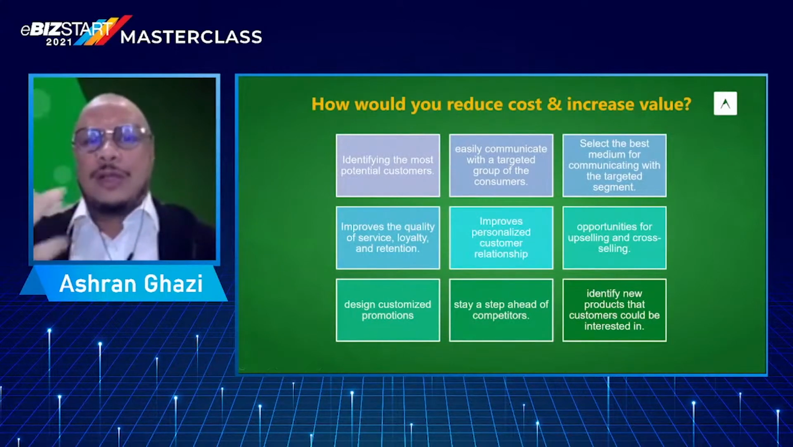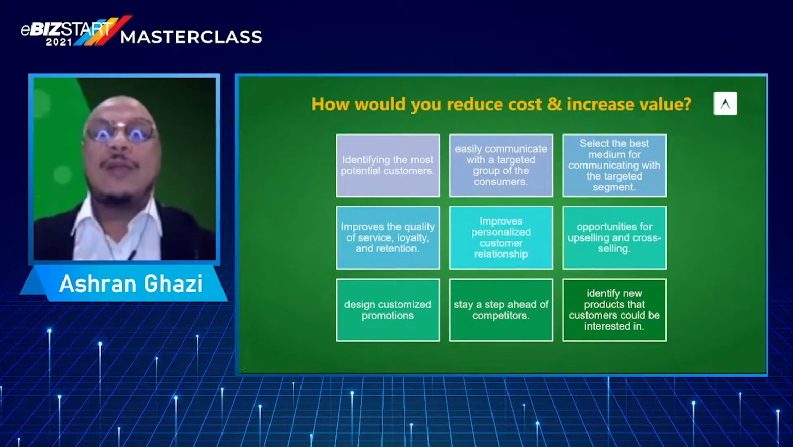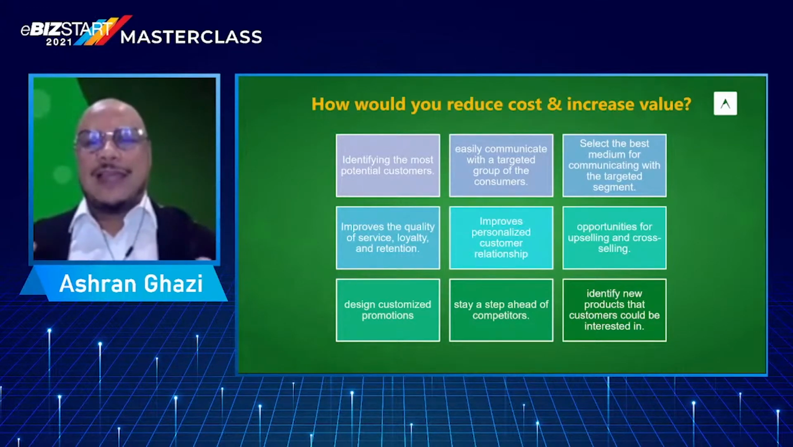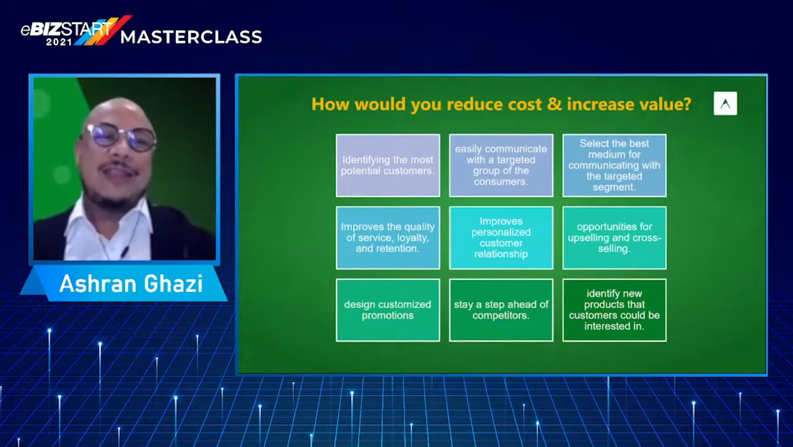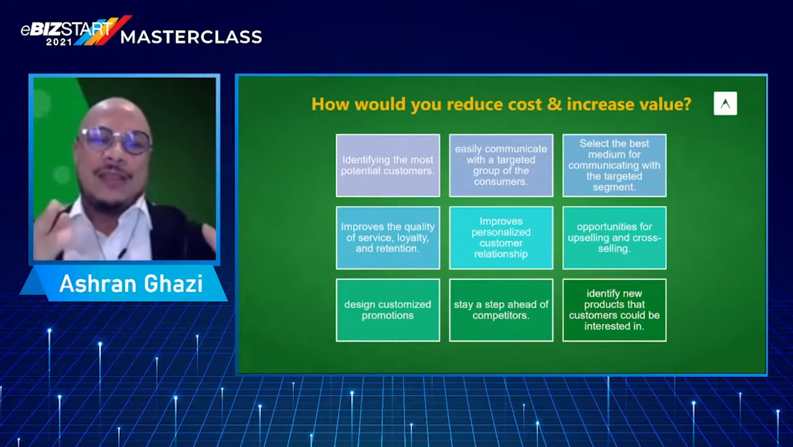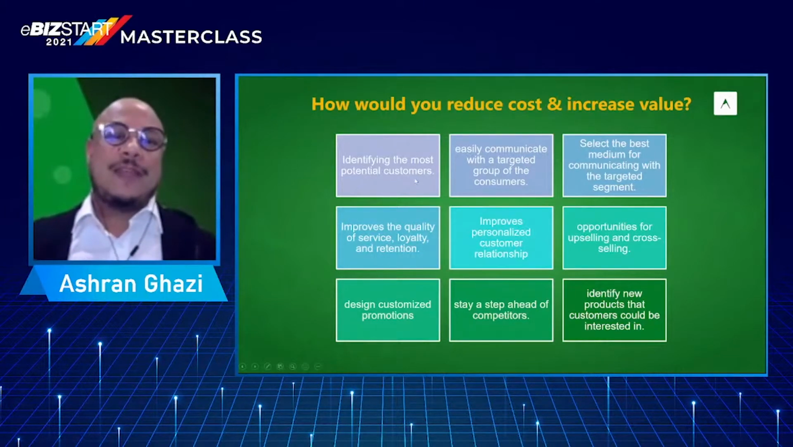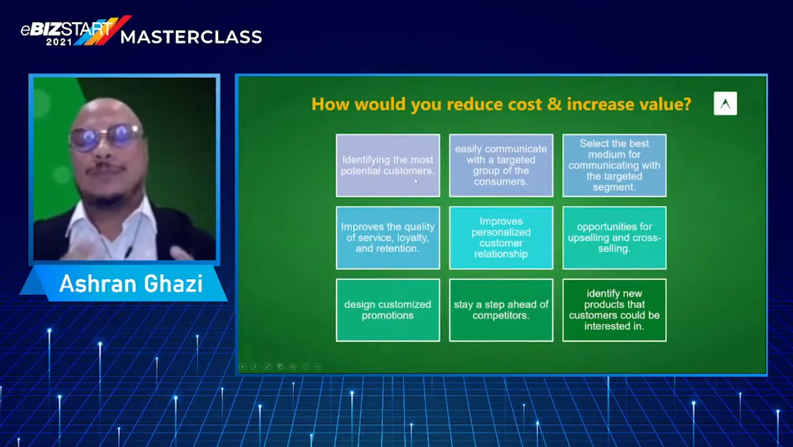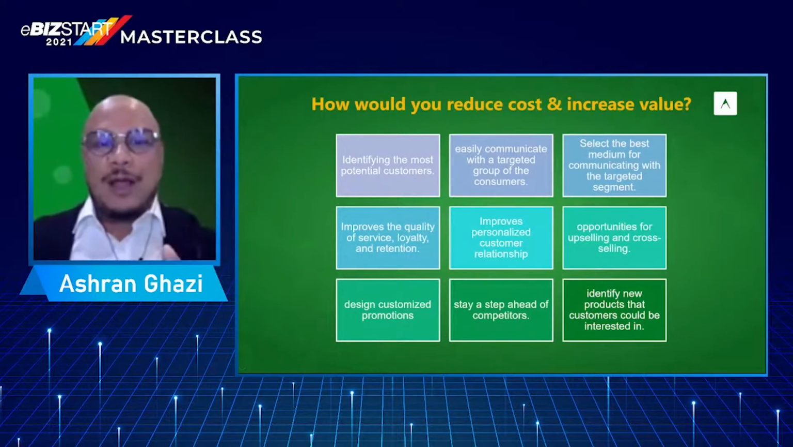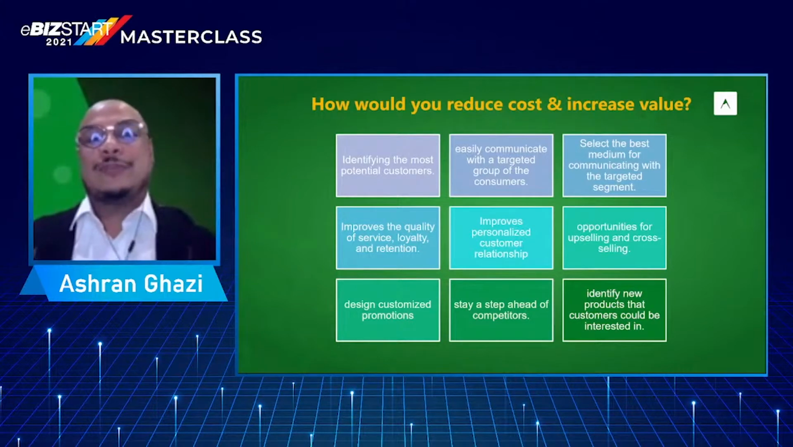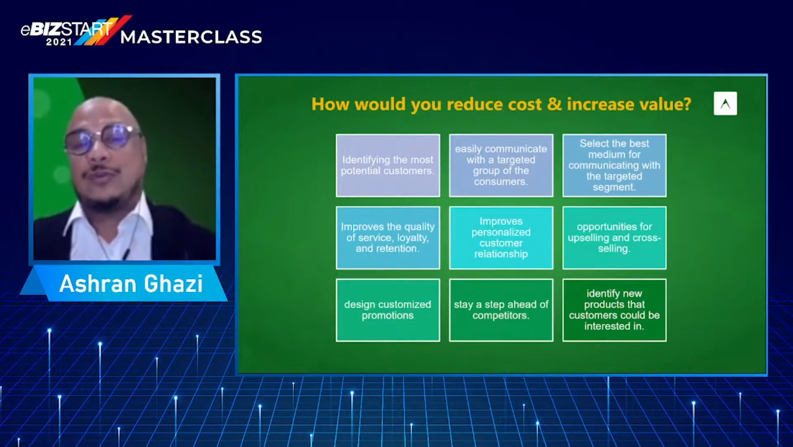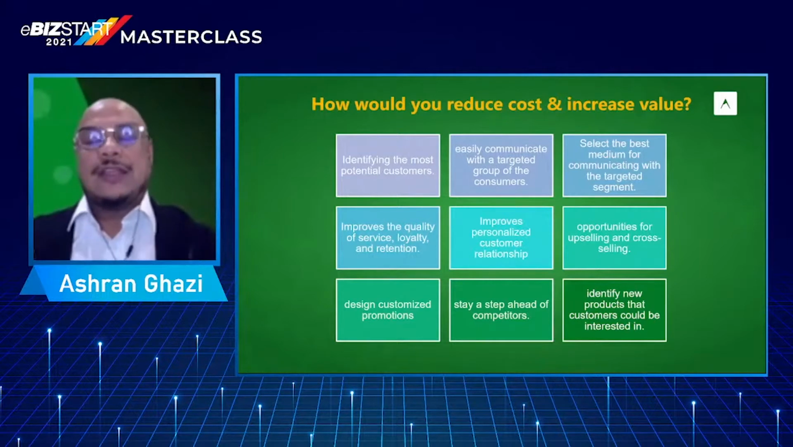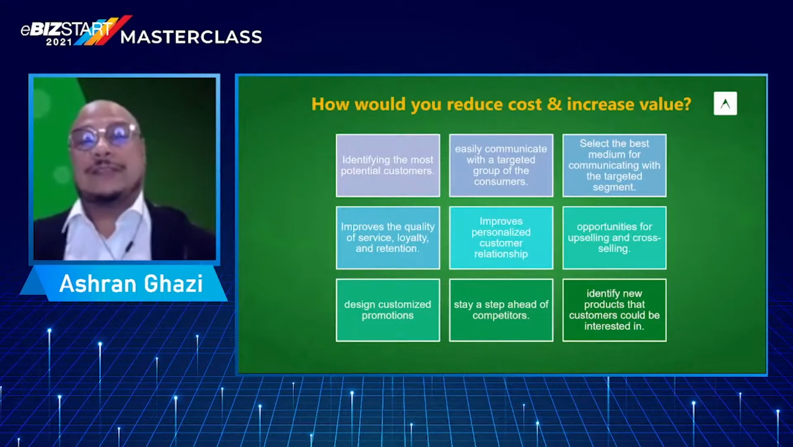Now, when we talk about reducing costs and increasing value, what do we mean by that? It's really nice, big words. So I've got nine little boxes here that talk about that. When we talk about how you're going to reduce costs and increase value, let's start with the top left. The top left talks about how you'll be able to identify your most potential customers. The middle block is going to allow you to easily communicate with a targeted group of consumers or customers, right? You don't want to be using the same lingo, the same messaging, with every single person.